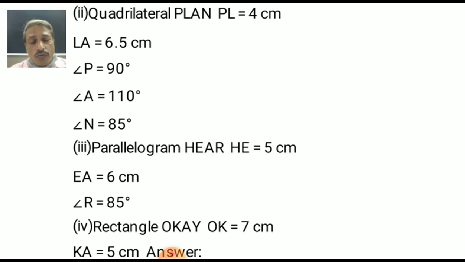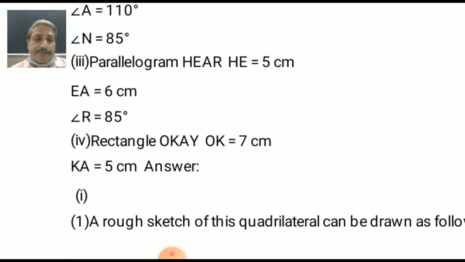You have to know the properties of a parallelogram. Yes, you are right, my dear student. Then after the rectangle, you know the rectangle properties very well. Okay, 7 cm, K is equal to 5 cm. Now the answer is here, first one.